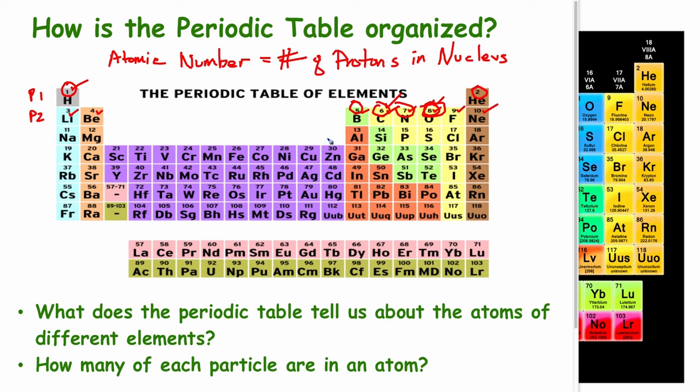If I'm looking at an atom that has 13 protons in it, that atom is going to be an atom of the element aluminum. If I'm looking at an atom that has 16 protons in it, that atom is going to be an atom of sulfur.